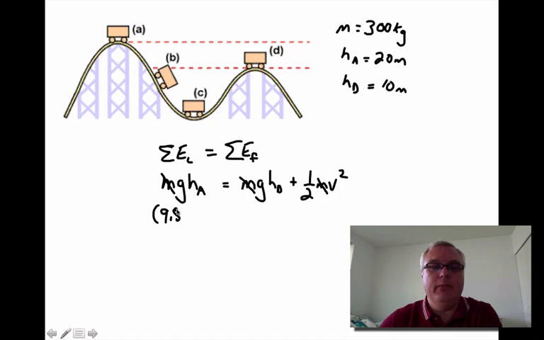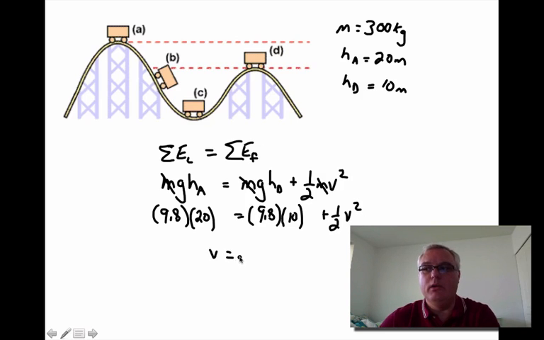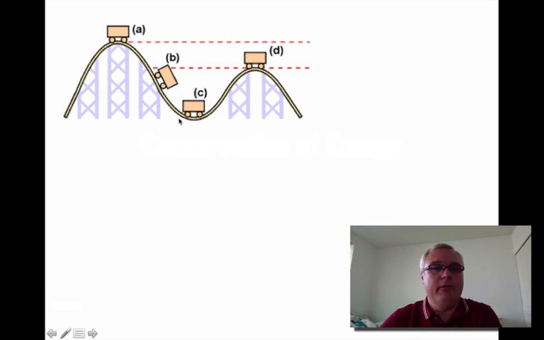So substituting in, we get 9.8 times 20 meters. That's our initial energy. Then we have 9.8 times 10 plus 1/2 v squared. So the velocity here will work out to be about 14 meters per second. So all of this potential energy that it had at the top is converted into kinetic energy at the bottom, and then some of that kinetic energy gets converted back into potential, and we have the speed of the object at D.